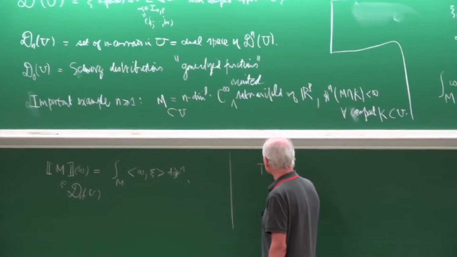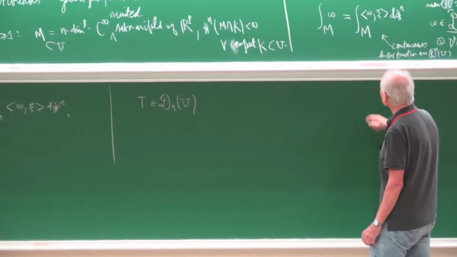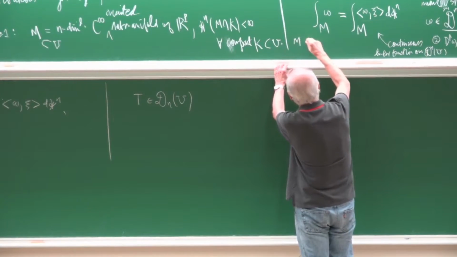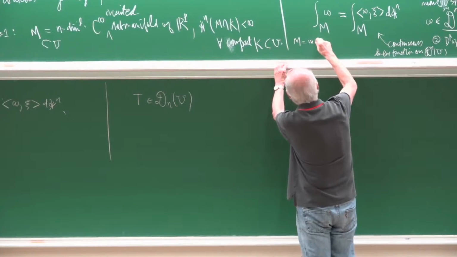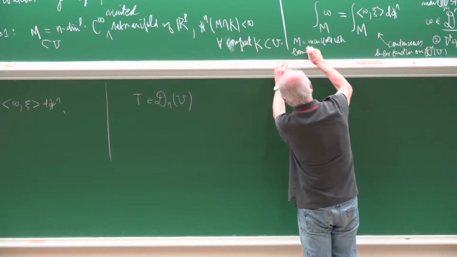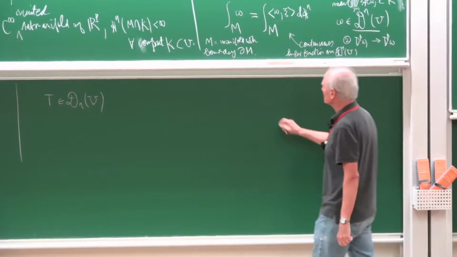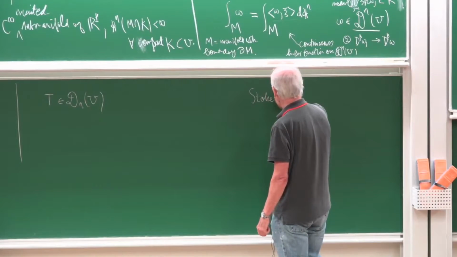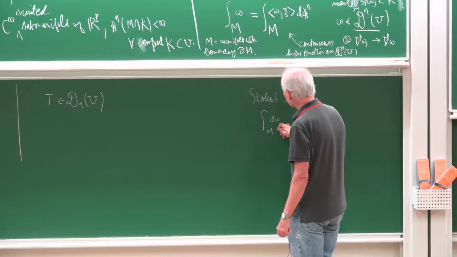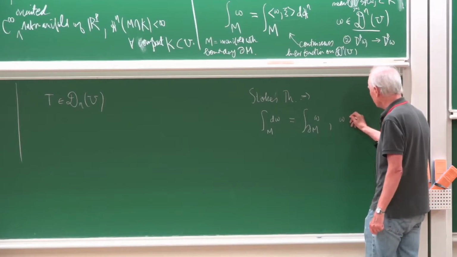So take T in D_n(U). Now you remember, coming back to this example, the Stokes theorem: if M is a manifold with smooth boundary, called as usual boundary of M, then Stokes' theorem tells you that the integral of d omega over M is the same as the integral over the boundary of omega, and this is for any n minus 1 form.